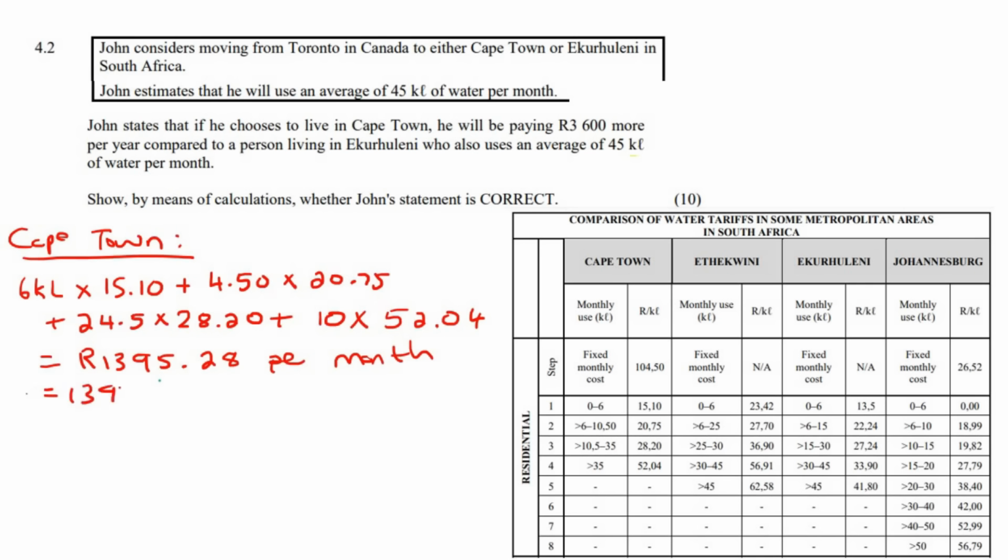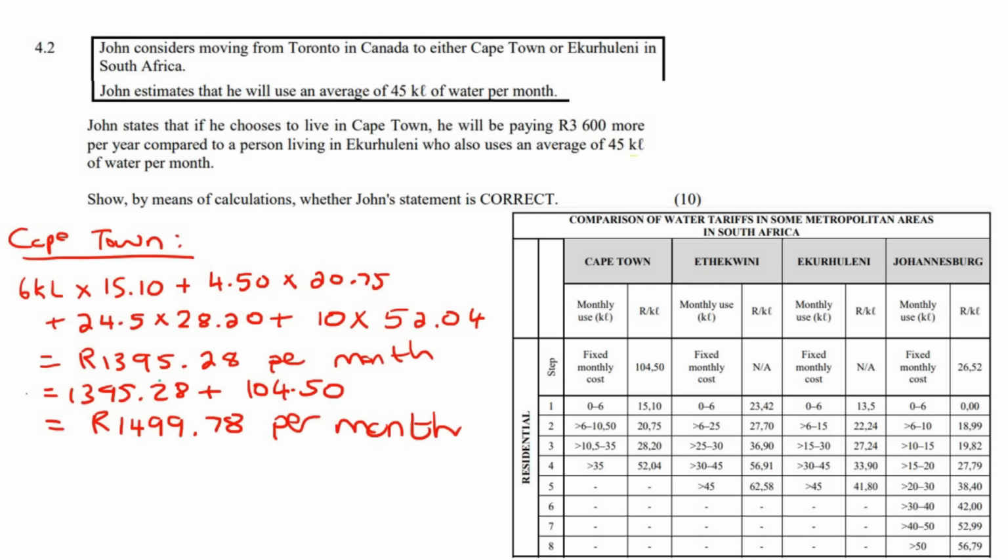So 1395.28. We're going to add on 104 rand 50. That's a monthly cost. And if we work that out, that's going to be 1499.78. And that'll be per month.